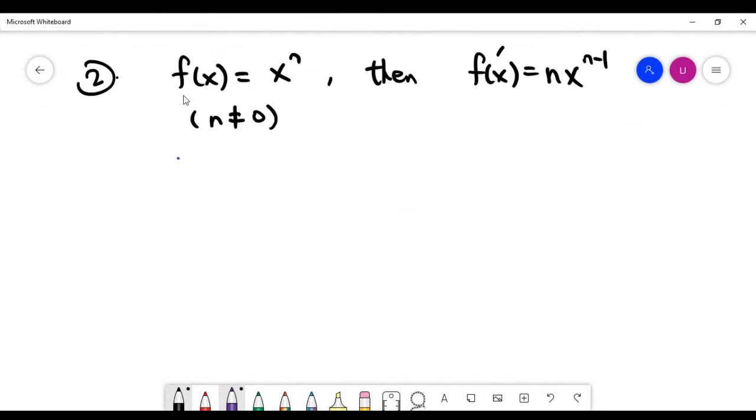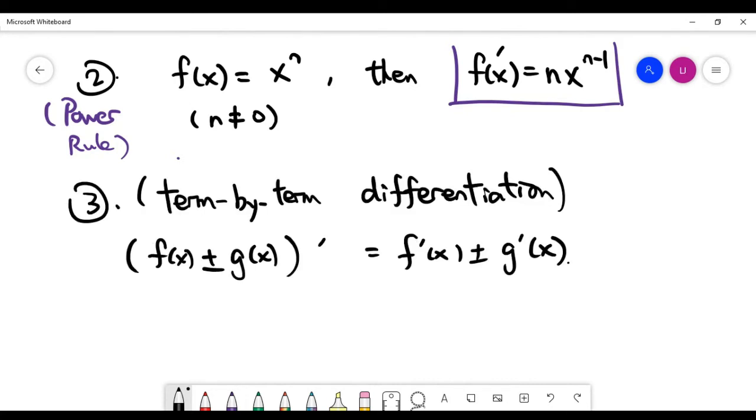So let's look at the next rule I stated here. This one is called a power rule. You have a function f of x which is equal to x to the power n, where n is a fixed value as long as it is not 0. So we have the rule that in that case f prime of x is always the same as n times x to the power n minus 1. This is quite a useful rule also. And next, let's go to the next rule.